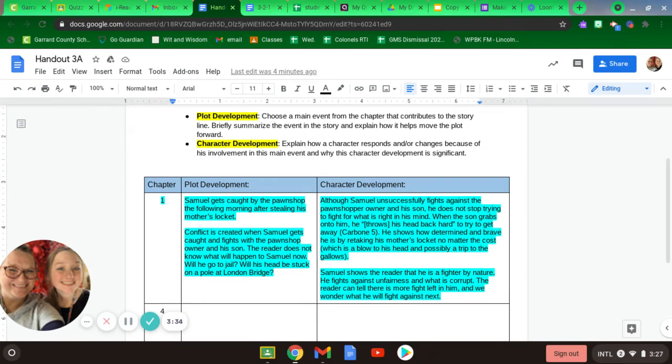Now for character development, this is when you tell me how the character changes or responds because of that event and why it matters. So although Samuel unsuccessfully fights against the pawn shop owner and his son, he does not stop trying to fight for what is right in his mind. When the son grabs onto him, he, quote, throws his head back hard to try to get away. And that's on page 5. He shows how determined and brave he is by retaking his mother's locket no matter the cost, which is a blow to his head and possibly a trip to the gallows. Now, to answer why that's important, Samuel shows the reader he's a fighter by nature. He fights against unfairness and what is corrupt. The reader can tell there's more fight left in him, and we wonder what he will fight against next.